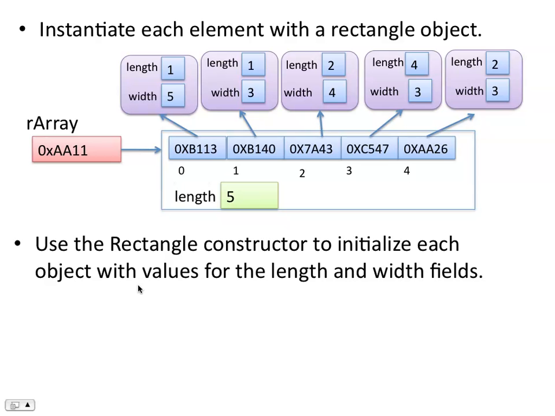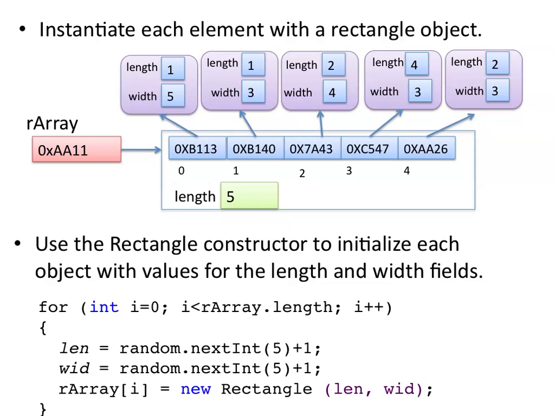Next, we need to use the rectangle constructor to initialize each object with values for length and width fields. So the solution here is to traverse the entire rectangle array and instantiate each element one at a time. In this code, we're randomly generating numbers between 1 and 5 for length and 1 and 5 for width. We're passing the values that are generated randomly to the rectangle constructor.